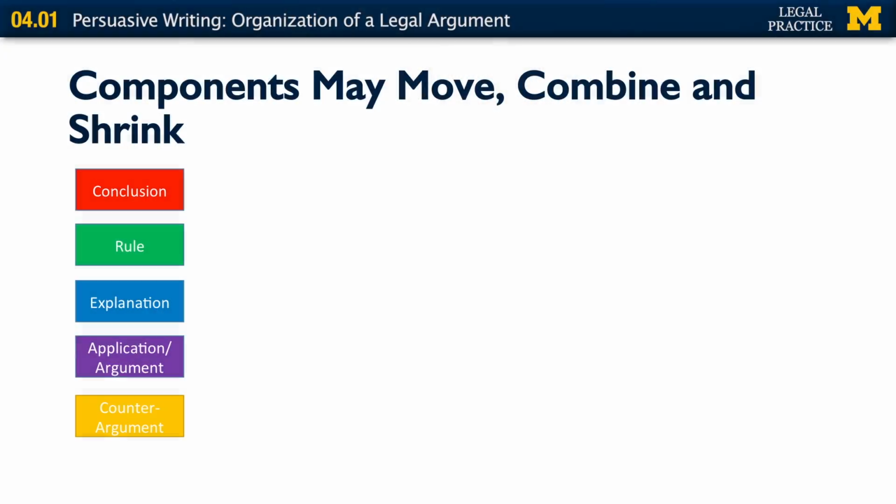Importantly, those 5 elements remain important to persuasive writing, and all 5 are included in persuasive writing. However, these 5 components may move around, combine, or even shrink. It is possible to present a legal analysis in the organization dictated by CREAC, where you lead with the conclusion and then follow with the rule and explanation before talking about the client's argument and the facts of the client's case. However, this organization may not be ideal for persuasive writing.